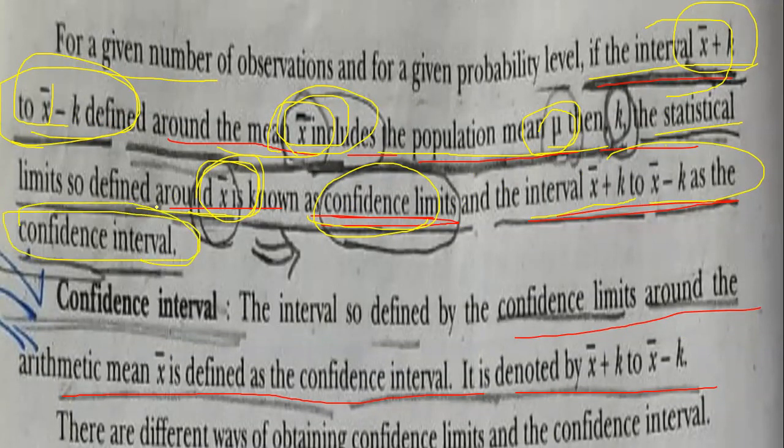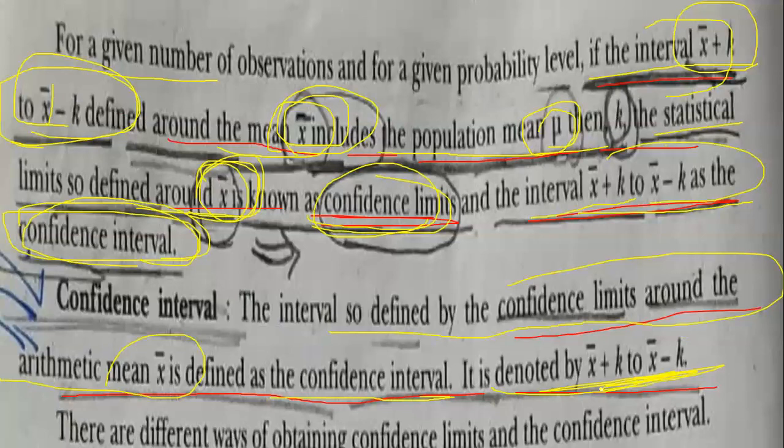So the statistical limit defined around x bar is the confidence limit, and the interval from x bar plus k to x bar minus k is defined as a confidence interval. Confidence intervals are defined by confidence limits around the arithmetic mean x bar, and it is denoted by x bar plus k to x bar minus k.